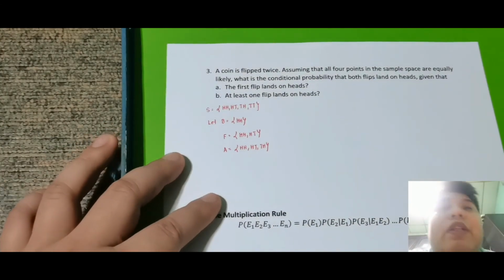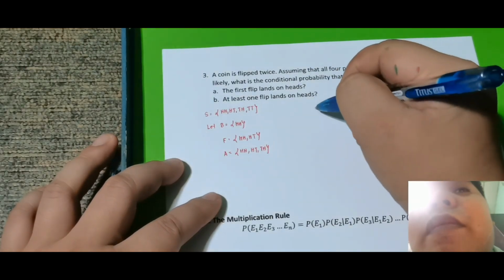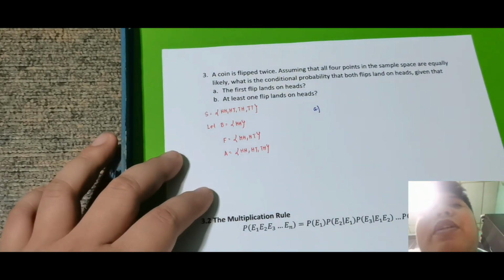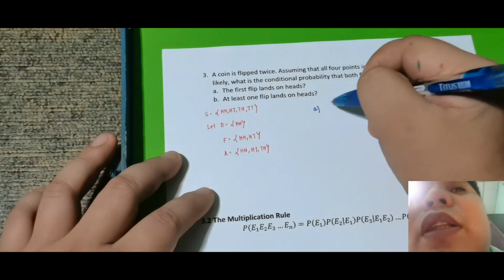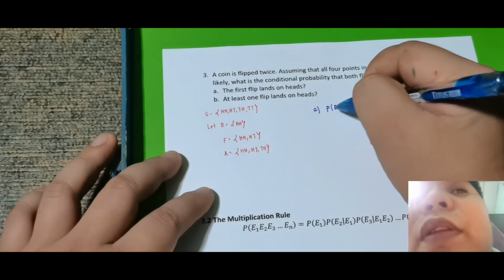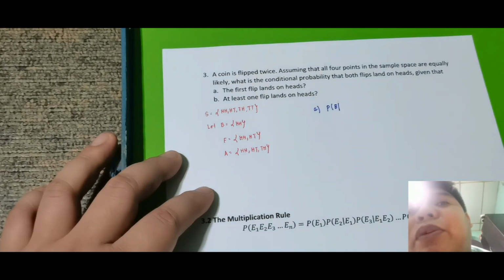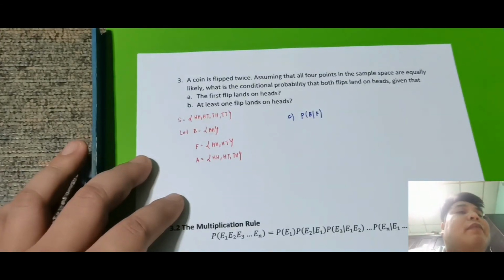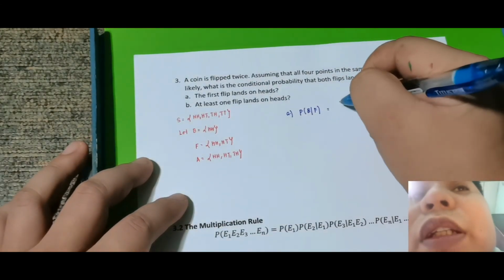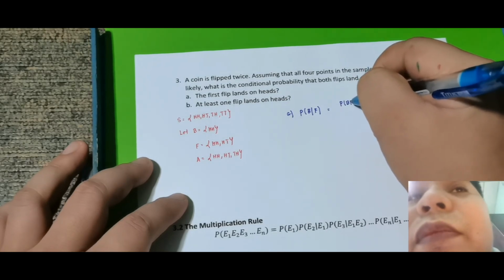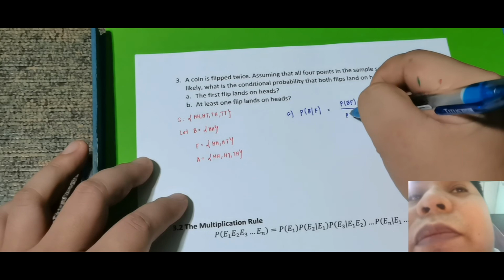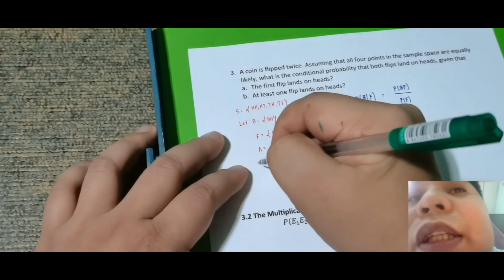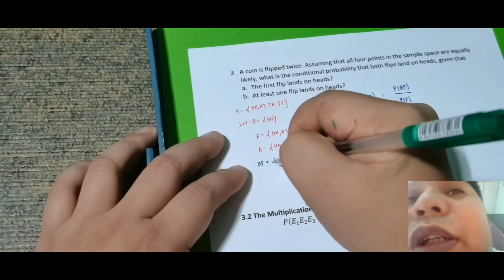Now, what do we need to get? Part A: what is the conditional probability that both flips land on head given that the first flip lands on head? Meaning, what is the conditional probability of B given F? This is just the probability of B and F over the probability of F. Now take the intersection of B and F, which is HH.